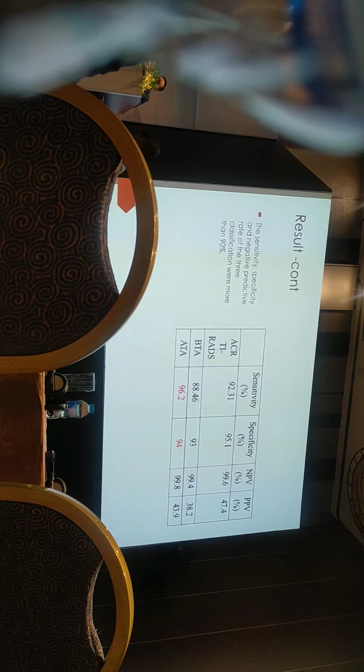And we also calculated the sensitivity, the negative predictive rate, and the positive predictive rate within these classifications. We also find that all these three classifications have high sensitivity, especially the ATA classification, because it has the highest sensitivity.